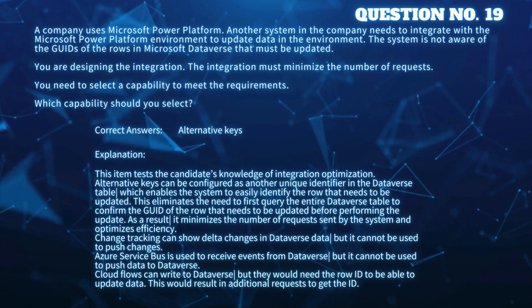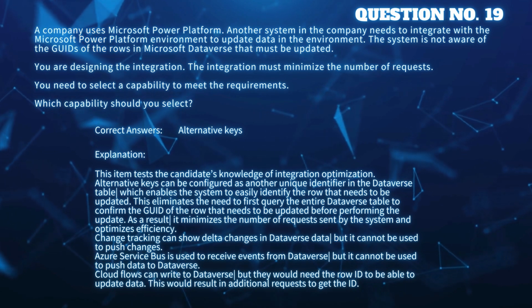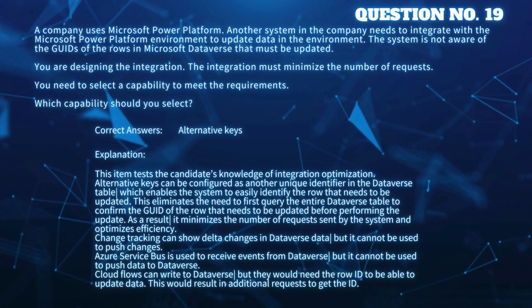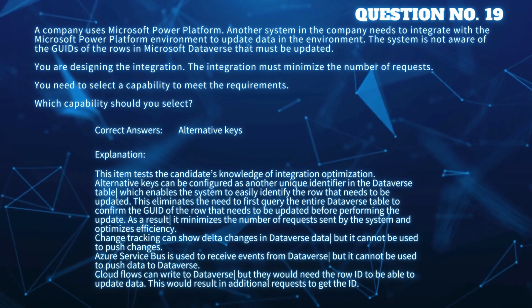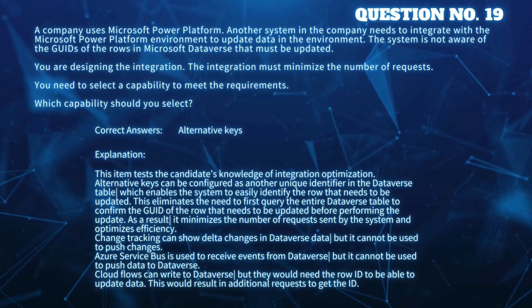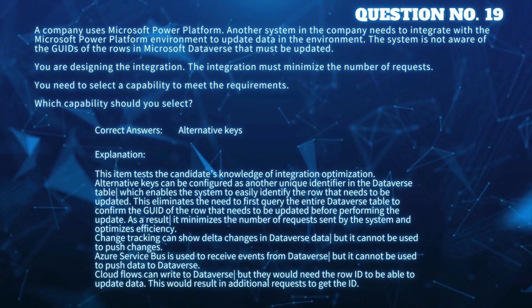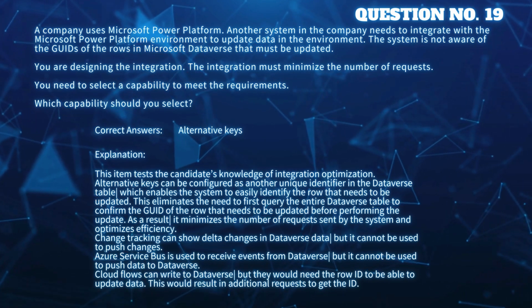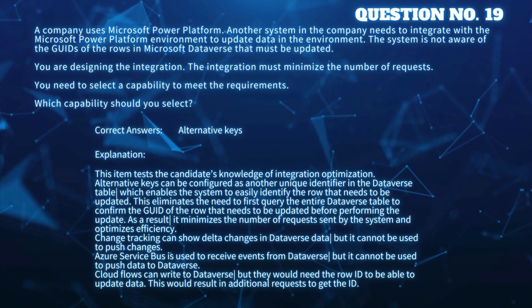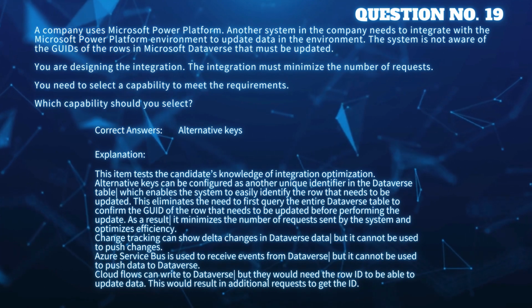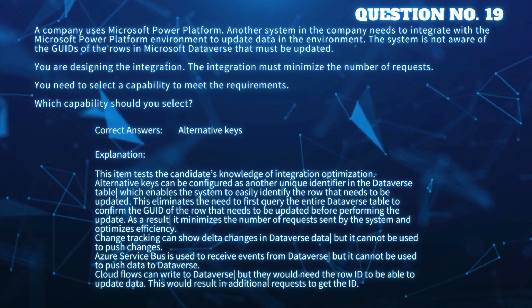Change tracking can show delta changes in Dataverse data, but it cannot be used to push changes. Azure Service Bus is used to receive events from Dataverse, but it cannot be used to push data to Dataverse. Cloud Flows can write to Dataverse, but they would need the row ID to be able to update data. This would result in additional requests to get the ID.